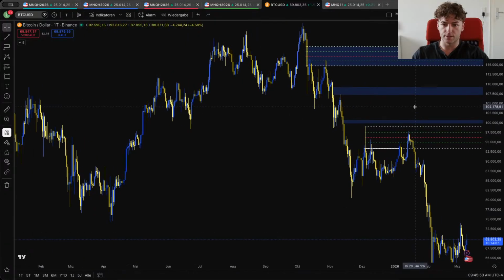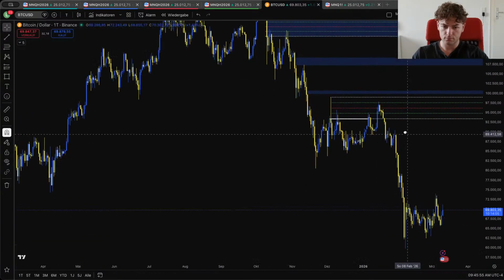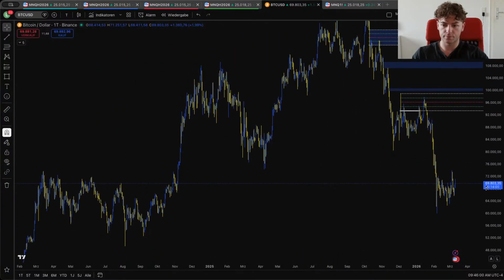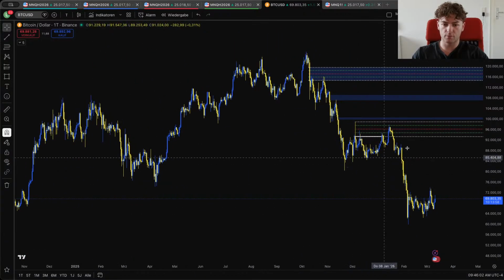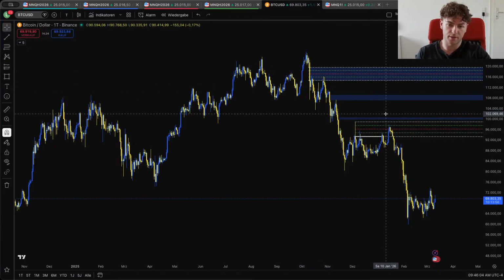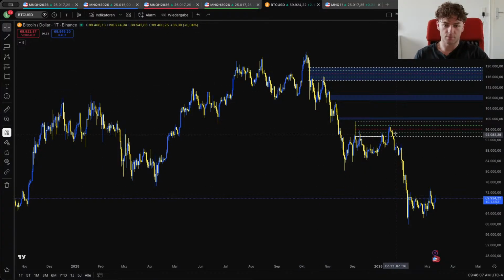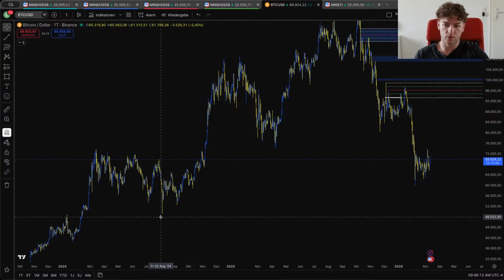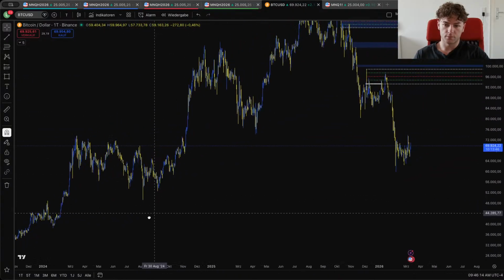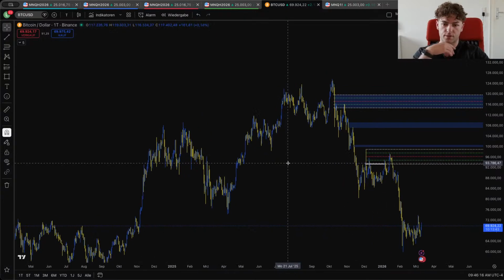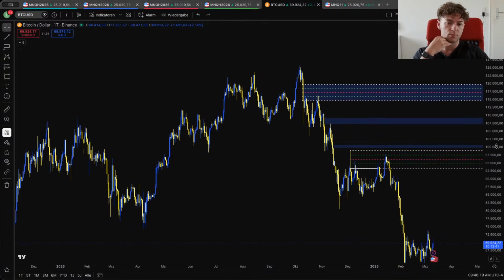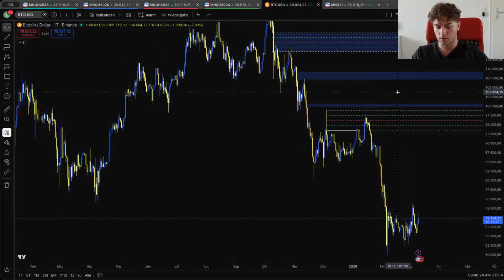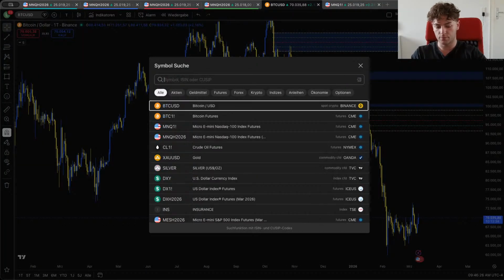Then also ICT came out on X, and he also is predicting low price on Bitcoin. So yeah, that's a heavy dump right here, and I think we go even lower and take out these relatively equal lows right here. But I'm not invested in Bitcoin, so I couldn't care less. But it's interesting to follow the market and look at what Bitcoin is doing.